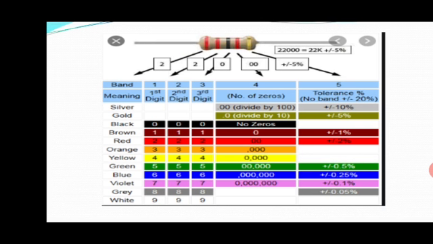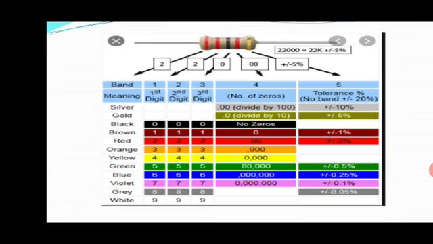Hope you understood this. 22,000 is the resistor value. The value of the resistor is 22,000. Hope it is clear here.